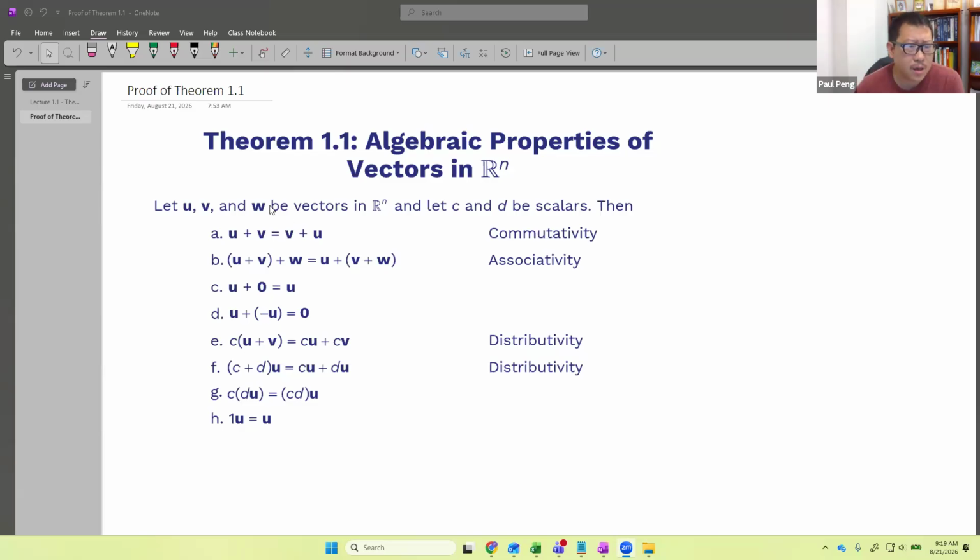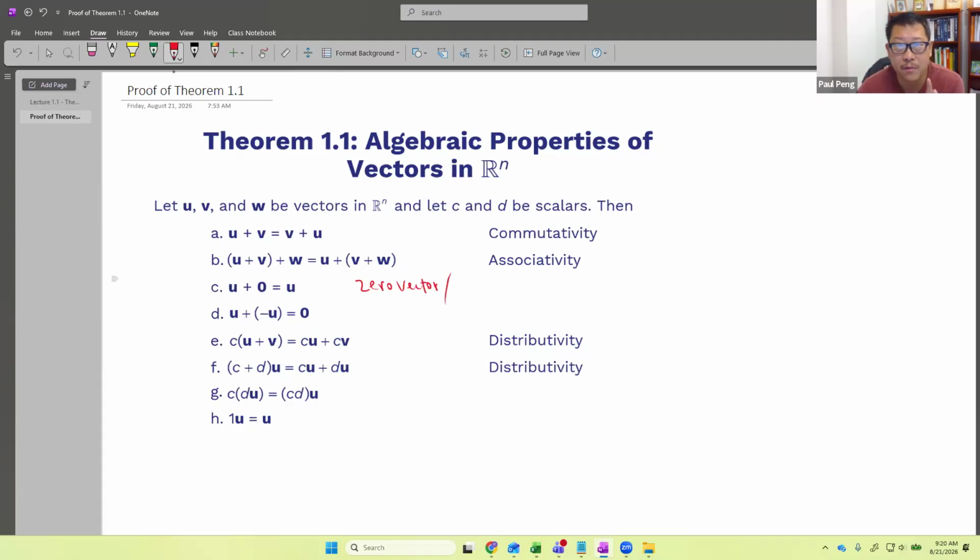So let's see the names of these properties. We can see that u, v, w are vectors in R^n and c and d are scalars. The first is u plus v equals v plus u. That's called commutative. The second, associative. I think everyone is familiar with this property, right? And the third, we can say that's 0, the zero vector, a basic property. A zero vector we also call the identity of addition.